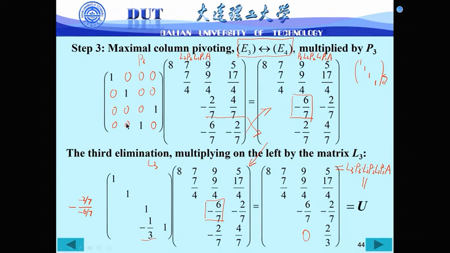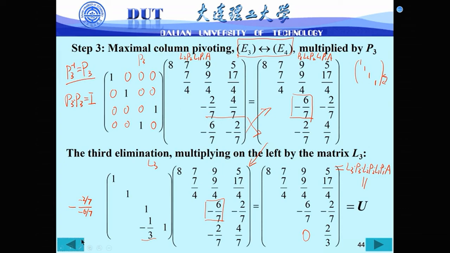Now you see, this is P3, right? Actually, the inverse of P3 is itself. Why? What does P3 mean? You use P3 multiply matrix A from the left side, which means you interchange two rows. If you multiply by P3 again, you interchange those two rows again, and you come back to the original matrix A. So P3 multiply P3 is not changed. That means the identity matrix, right? P3 multiply P3 equals the identity matrix. That means P3 inverse is itself.